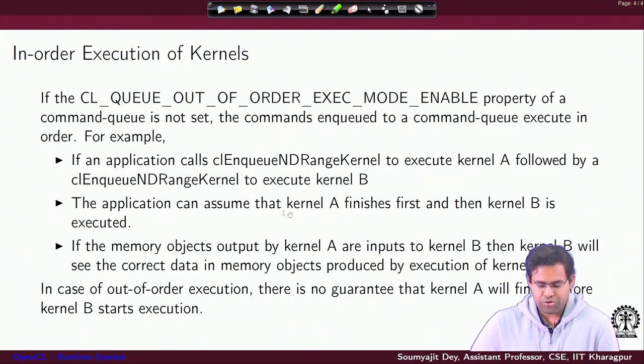The application may assume that kernel A finishes first and then kernel B is executed. That is the assumption from the application side. If the memory objects to be output by A are inputs to kernel B, then B will see correct data in the memory object produced by execution of A, because in an in-order execution A will finish and then B will start executing.